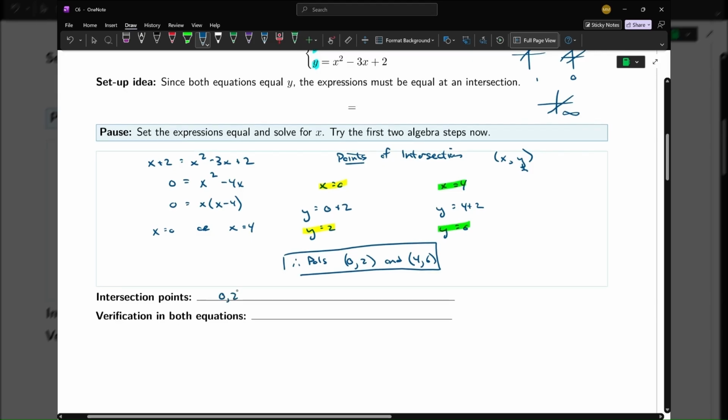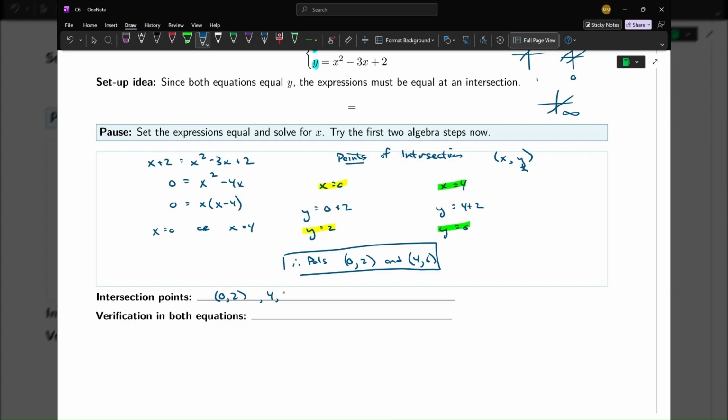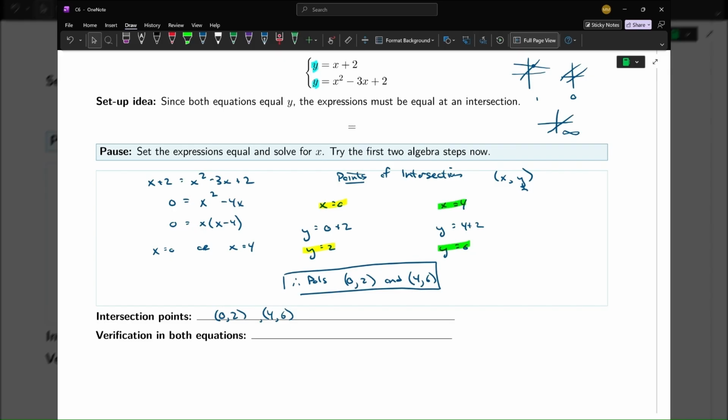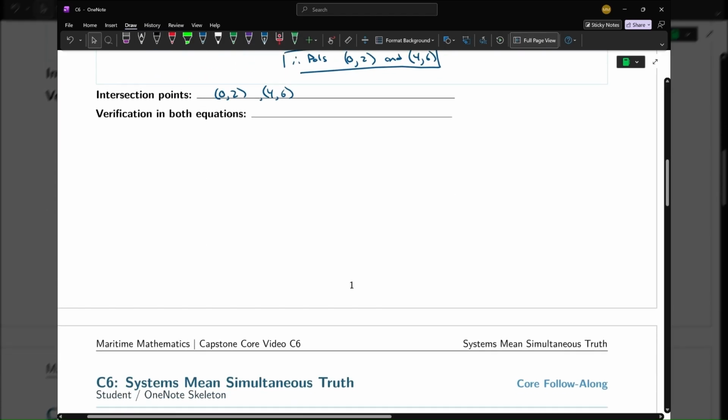You can check these if you wanted. So you could plug 0, 2 into both equations, and plug 4, 6 into both equations, and you will get the same solution. I would encourage you to take a look at it, and you can always check a system if you'd like. We can kind of glance at it because we know 4, 6 is going to work. We just kind of created it here. And for 0, 2, I can say that the line and the parabola both have a y-intercept of 2, which would be the point 0, 2. So those would also work.